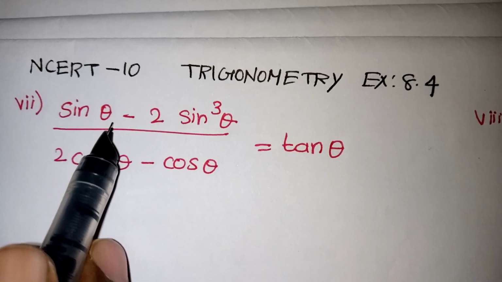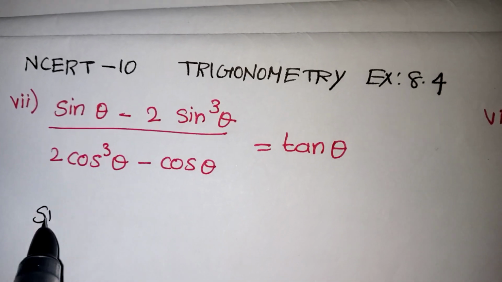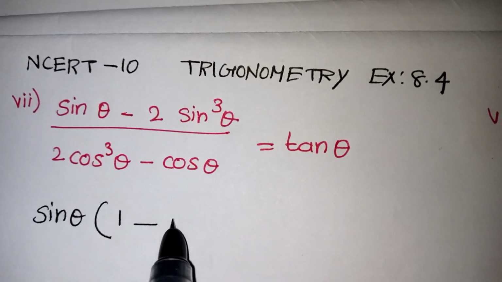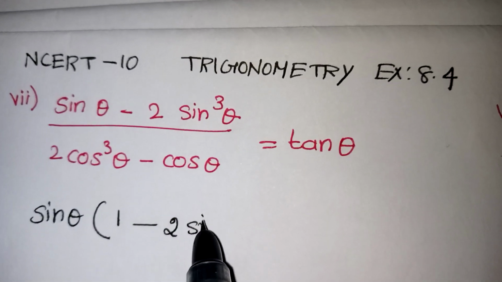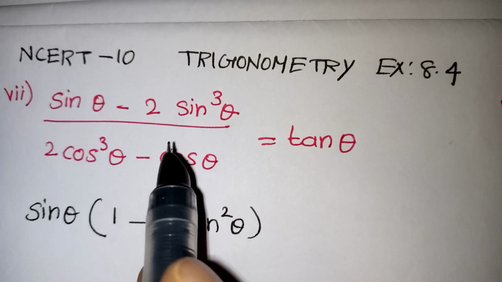Sin theta is common in the numerator. Cos theta is common in the denominator. Let us take it outside. So from the numerator we are taking sin theta outside. The remaining is 1 minus 2 into cube. One sin is taken out, the remaining will be sin squared theta. From 3 sin theta, 1 sin theta we have taken outside.